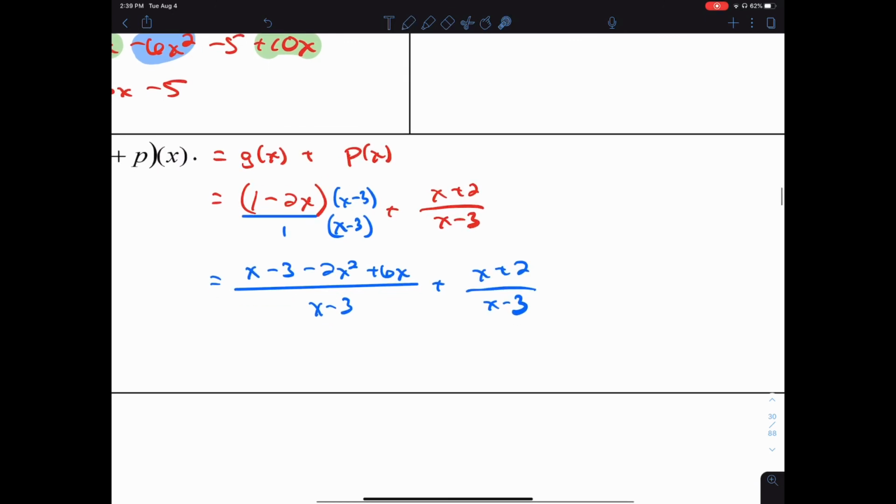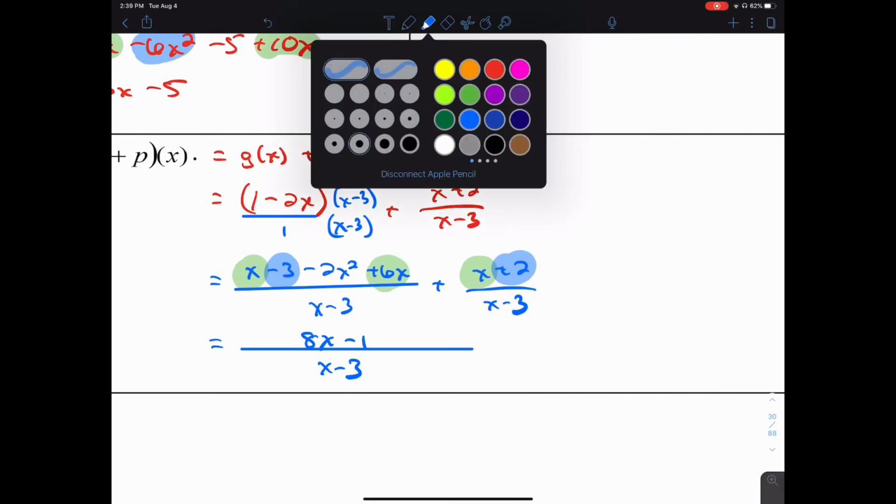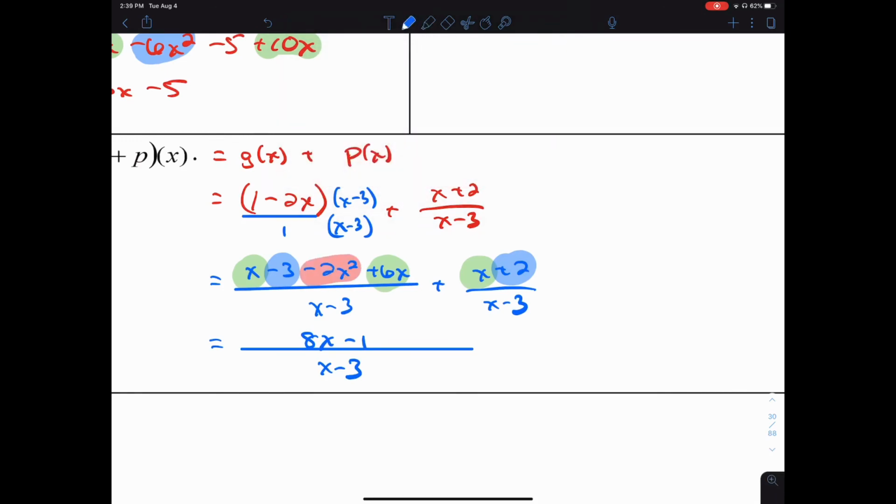Make sure I multiplied this stuff out right. I think so. So we add these together, we can make it as one fraction. We have some like terms here. We have an x plus a 6x plus an x. That's an 8x. We have a minus 3 and a plus 2. That's a minus 1. And we have a minus 2x squared.